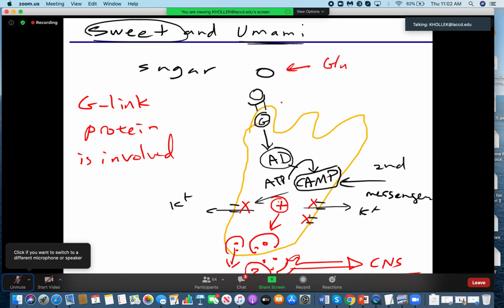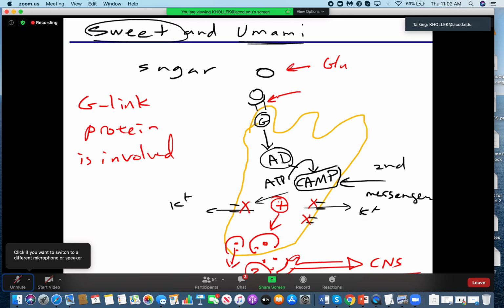The glucose, they don't just go in. First of all, they're too large compared to the cation. Another thing is they do not have the transport protein to get inside. So they bind to the receptor, and you could see these receptors are located right over here. So once they bind to the receptor of these cells, G protein gets activated.